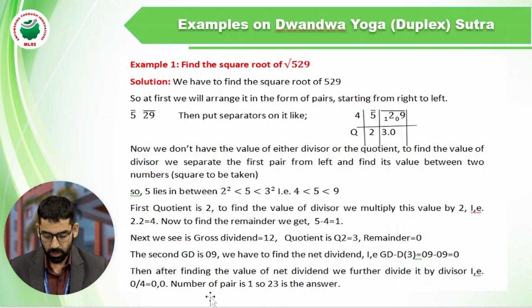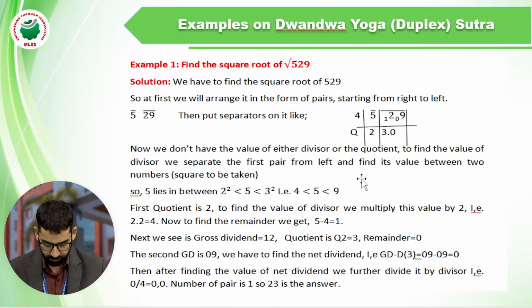cannot put 0 here. And so the square root of 529 is this. You count these numbers, that is 23. So the square root of 529 is 23. I hope you have understood this example.